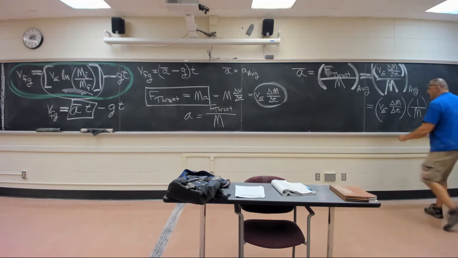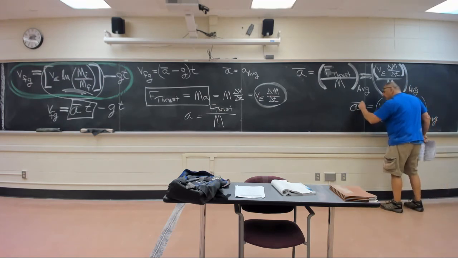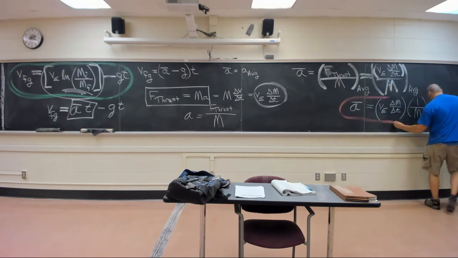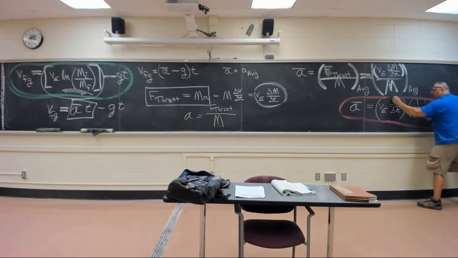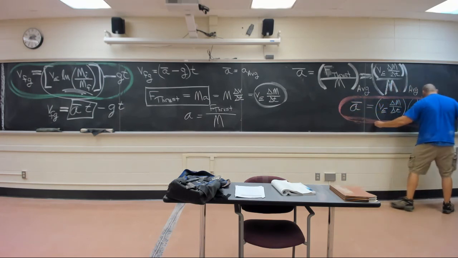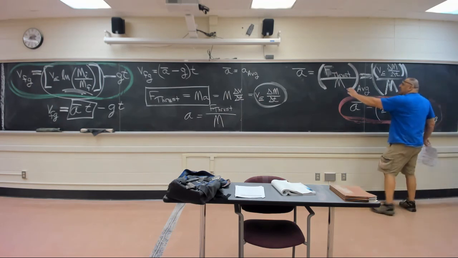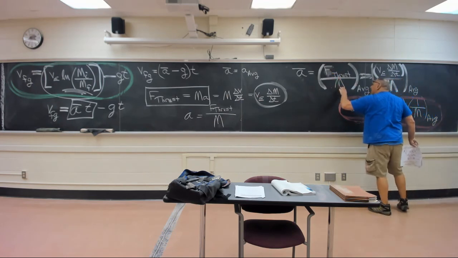And that's going to be the A bar for now. You're thinking, what are you doing? Why are you getting an average of 1 over M? Because the 1 over M was the only thing that was varying.